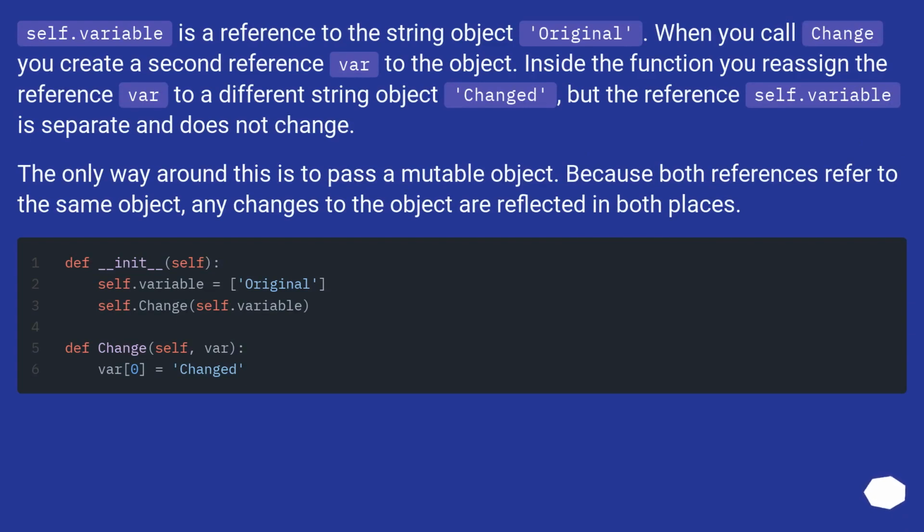When you call change, you create a second reference var to the object. Inside the function, you reassign the reference var to a different string object changed, but the reference self.variable is separate and does not change. The only way around this is to pass a mutable object. Because both references refer to the same object, any changes to the object are reflected in both places.